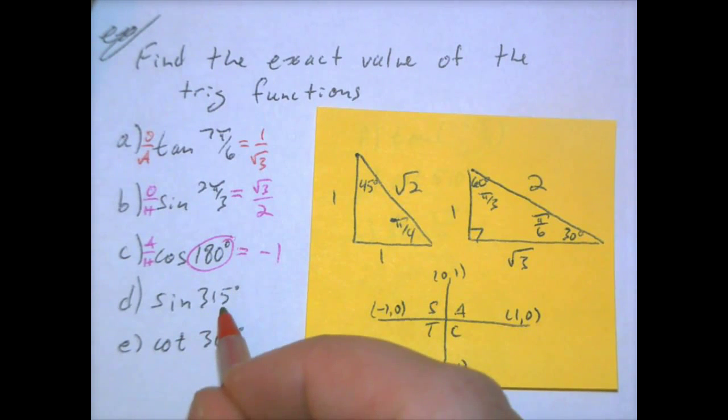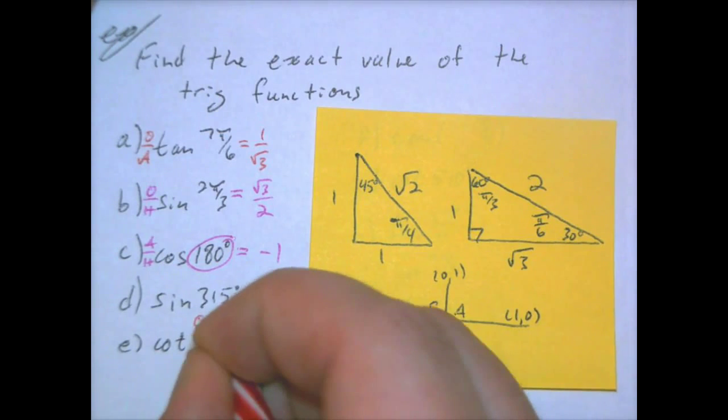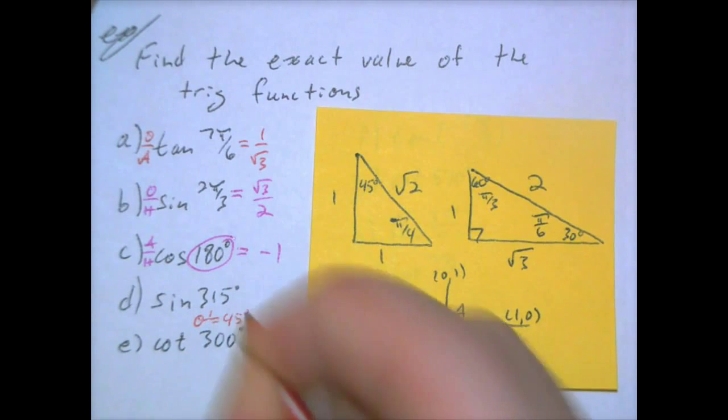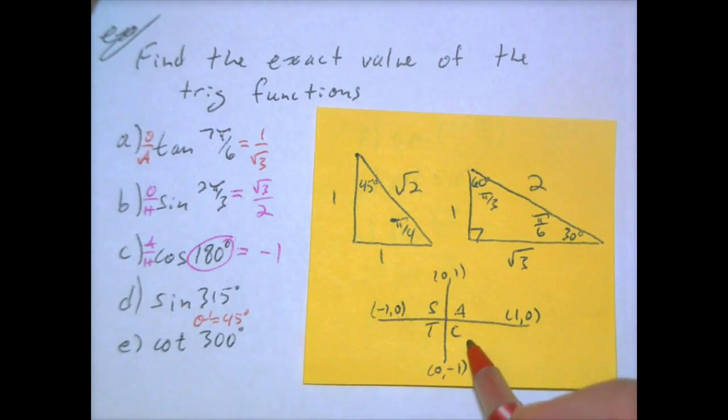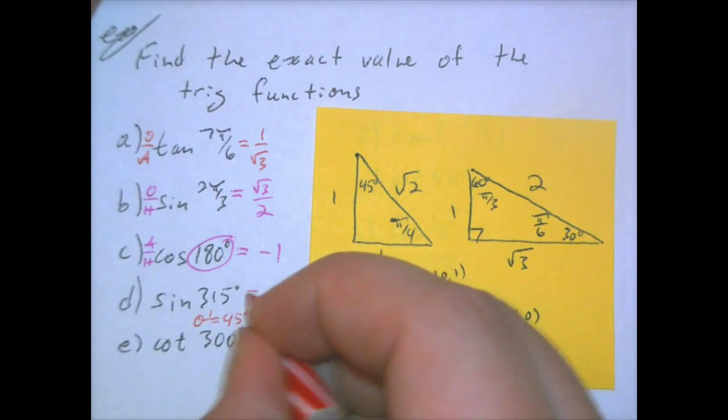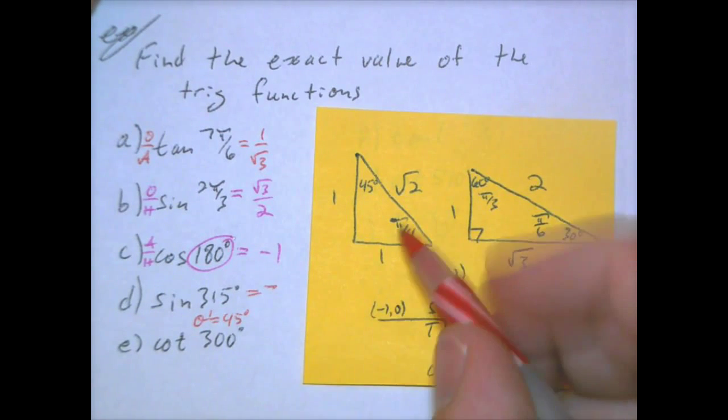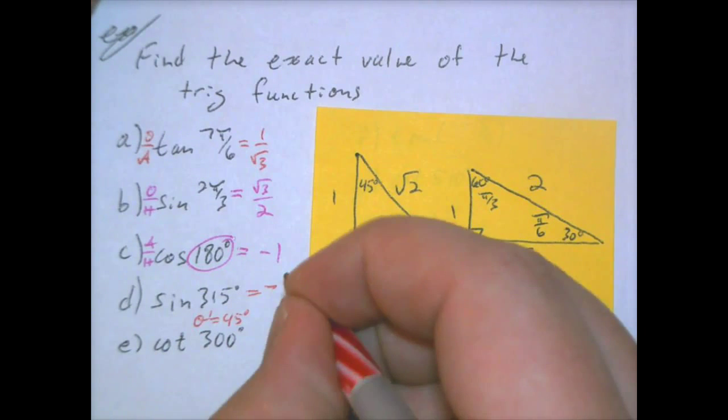Okay, sine of 315 degrees. This is 45 degrees away from 360, so my reference angle is 45. This is in the fourth quadrant where cosine is positive, so that means sine is negative. From 45, the opposite over hypotenuse is 1 over root 2.